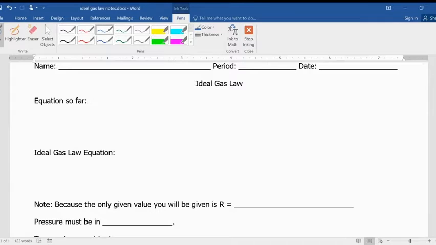Hello, class. Today we will be doing notes on the ideal gas law. So our equation that we've learned so far is called the combined gas law. And the combined gas law says that P1 V1 over T1 equals P2 V2 over T2. And we're going to use something very similar to that, where you're going to recognize a lot of these variables, and it is called the ideal gas law.